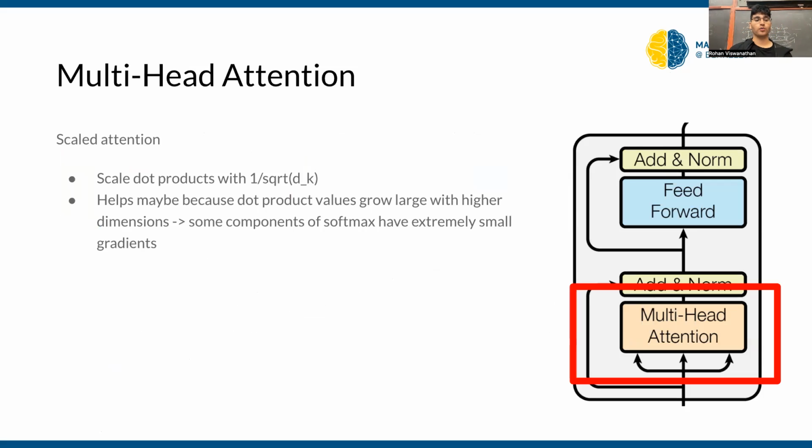Scaled attention is where we scale our dot products by 1 over the square root of d. And this helps because dot product values will grow very large with high dimensions, right? The dimensions of your matrix are going to be extremely big, so your value is going to grow because of that as well. Some components of softmax can have extremely small gradients because of this, because as your values grow really big, if something is an order of magnitude less than something else, those are going to be pushed towards 0 extremely fast.